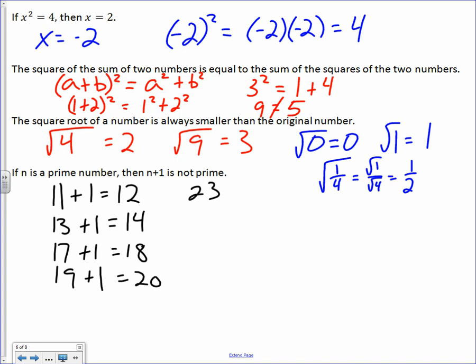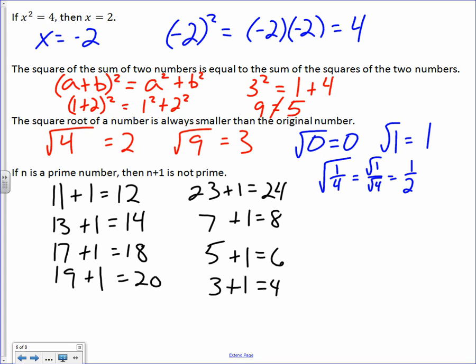23 plus 1 is 24. 24 is even, so it's not prime. So generally what the problem is that we're running into, if we go back, we could look at 7 or 5, right? Two smaller prime numbers. We have 8 and 6, the same problem. If we look at 3, 3 plus 1 is 4. Again, we have an even.